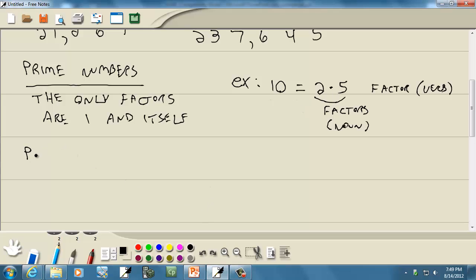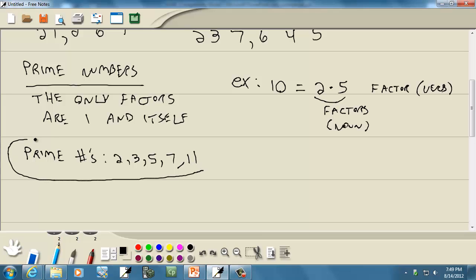Well, some prime numbers that you'll be using are 2, 3, 5, 7, and 11. There's a lot more than that, actually an infinite amount. But you'll find that most of mathematics revolves around those first 5. Occasionally it goes higher and you get into 13, 17, and so forth.